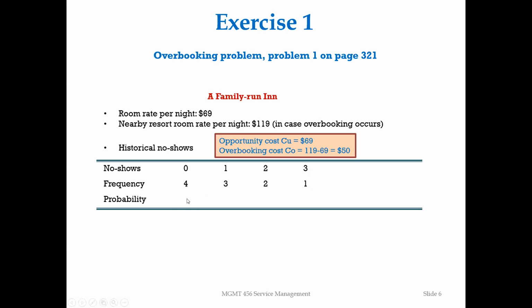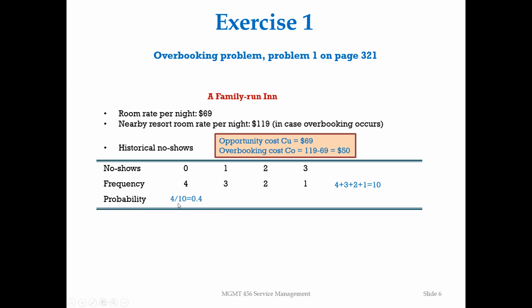Based on this, we need to know the probability. How likely are we to have 0 no-shows, 1 no-show, 2 no-shows, 3 no-shows? This is the frequency. We need to convert frequency into the actual probability. First of all, we have 10 different observations, so we sum up 4 plus 3 plus 2 plus 1. We observed data for the past 10 days.